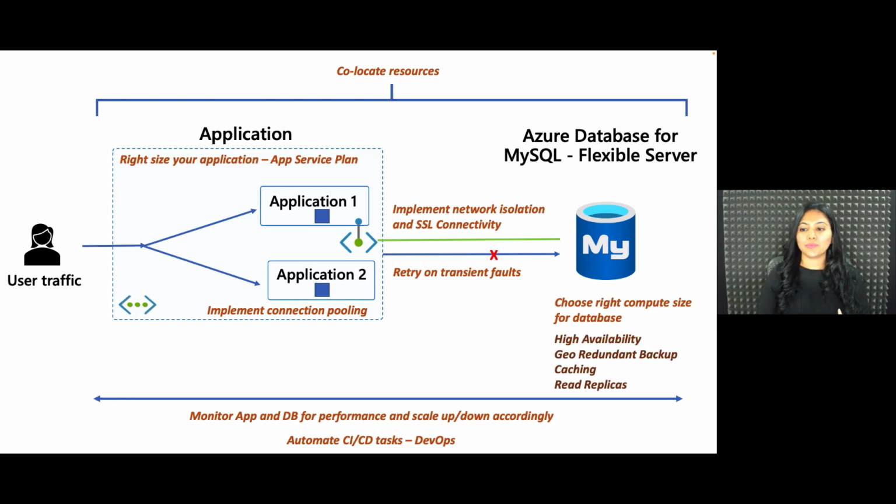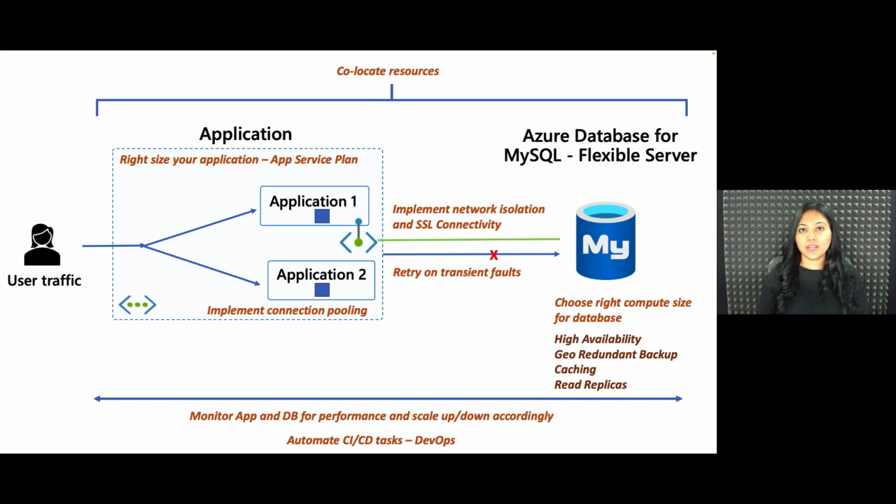Now, the last few things that I wanted to cover are for a high performant and highly available application, especially if you are in an enterprise organization. High availability. MySQL Flexible Server has a lot of high availability options for both zone redundant as well as same zone, that is within the same availability zone. Then you've got geo-redundant backup, which will help you protect against region failures. And then do implement caching using maybe Redis cache to make sure that the performance is increased heavily.